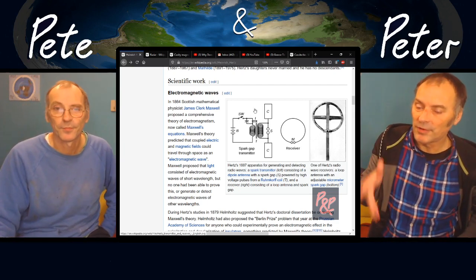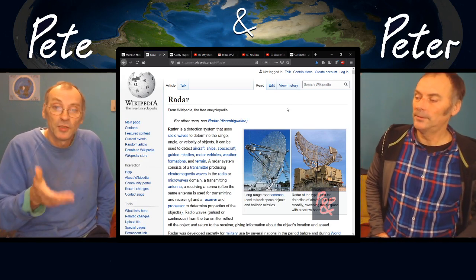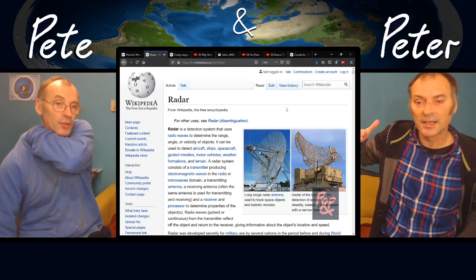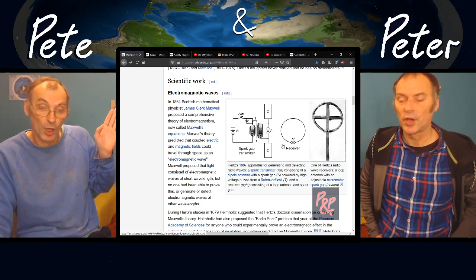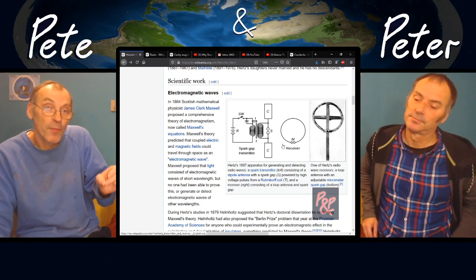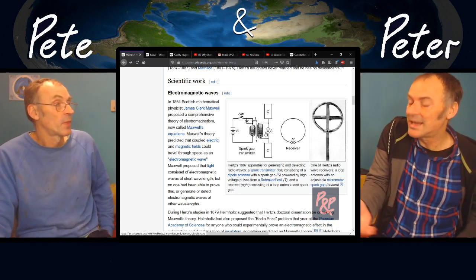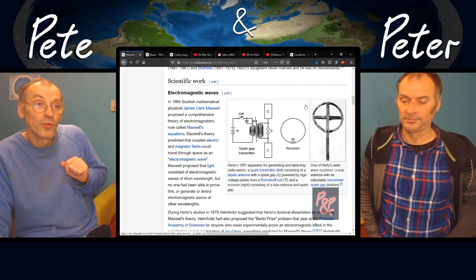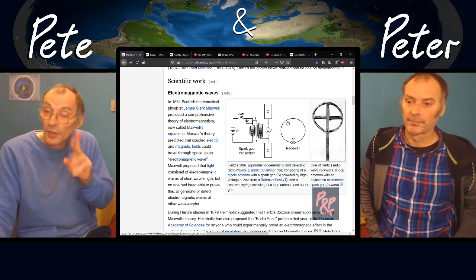So let's have a look at radar. Radar is a detection system that uses radio waves to determine the range, angle, or velocity of objects. Those waves tend to bounce back off of metallic objects. And while we've mentioned metallic objects, we've got to remember that all of this apparatus set up by Hertz is manufactured. It's made out of fabricated substances, metals, everything in the circuit. They've all been processed, subjected to heat processes, cooling processes, pressure, the lot. That's important.